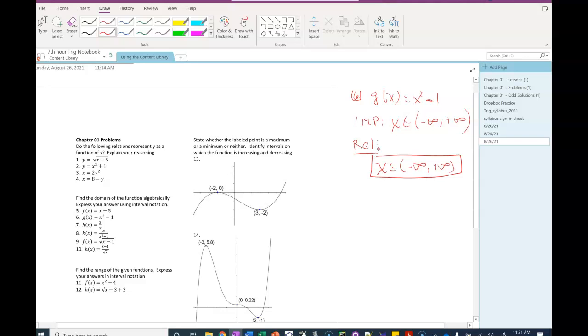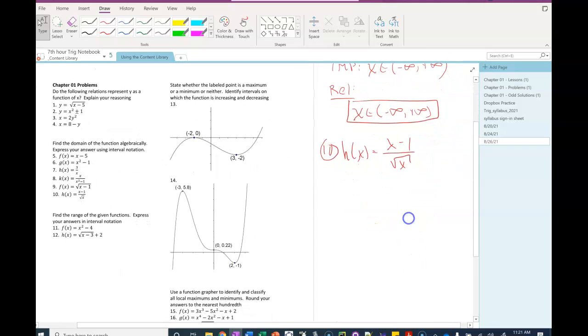Jack. We do 10. Sure. So 10, we have h of x equals x minus 1 over the square root of x. So again, just like in the previous problem, the implied domain here is all real numbers. Rami? Yeah.